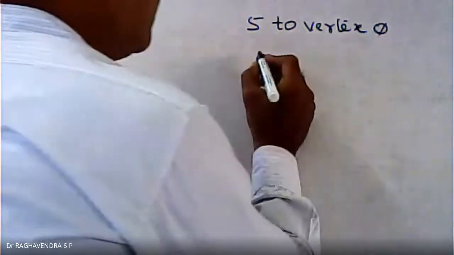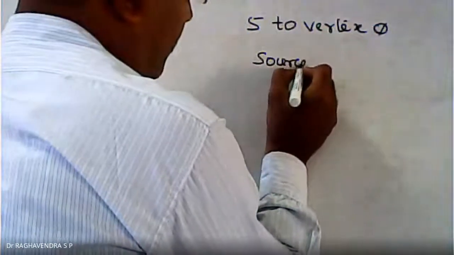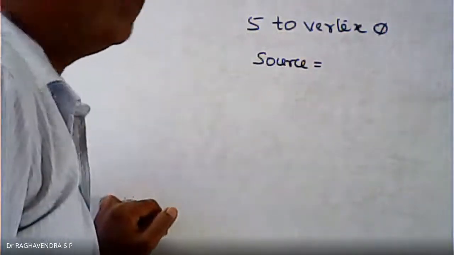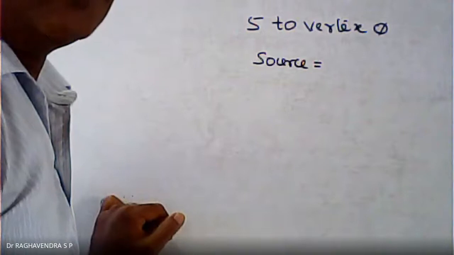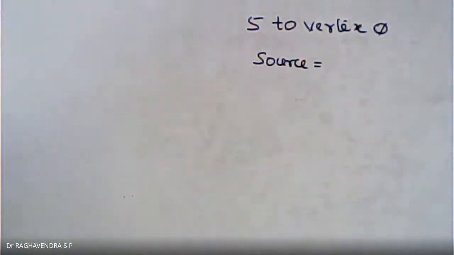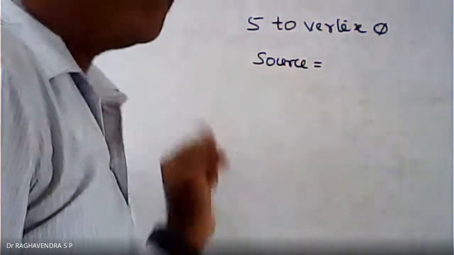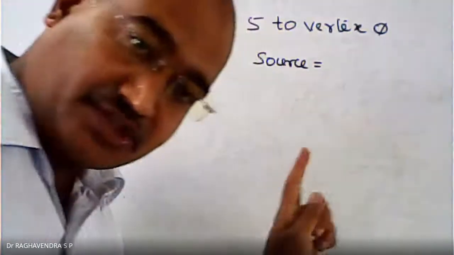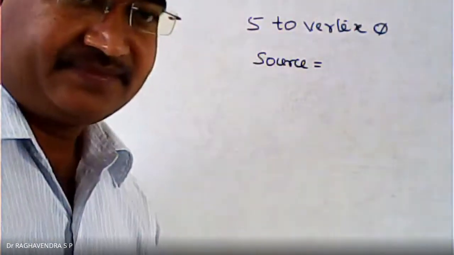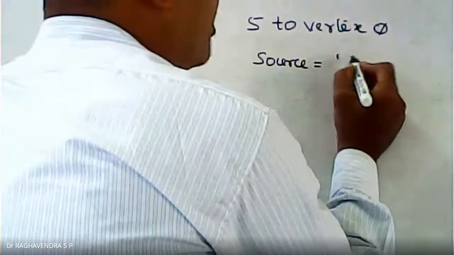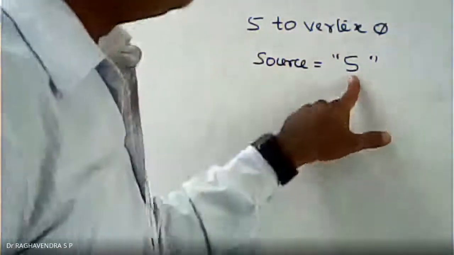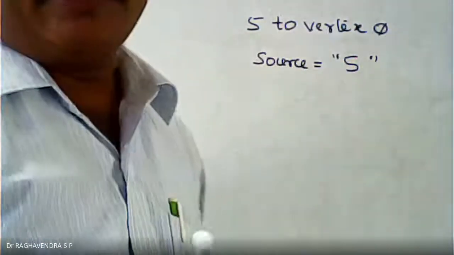Can you identify the source here? Which is the source vertex in this problem? 5. Because it says from, which means we have to start there. So from means the source will be 5. Or in brackets, you can write source vertex is equal to 5. Okay?